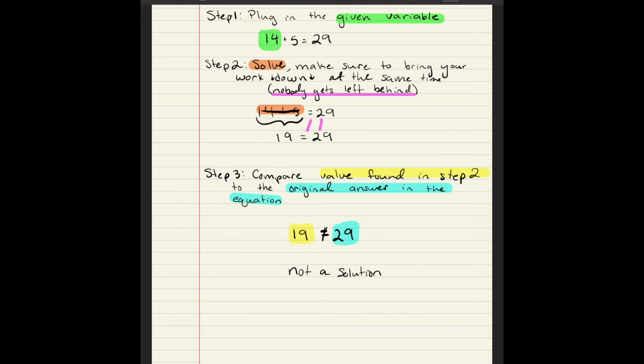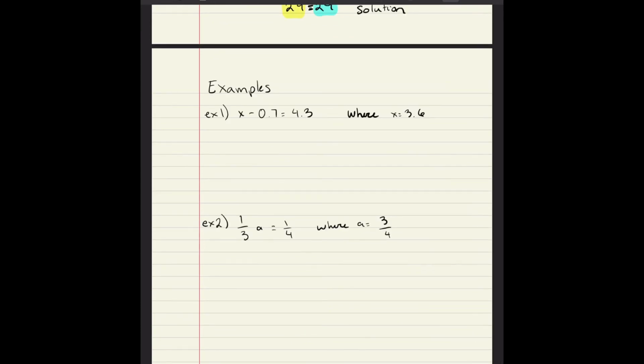But if we had the same problem, w plus 5 equals 29, where w equals 24, and we plugged that in, 29 is equal to 29, so it is equal, so that would be a solution. All right, here are some examples.